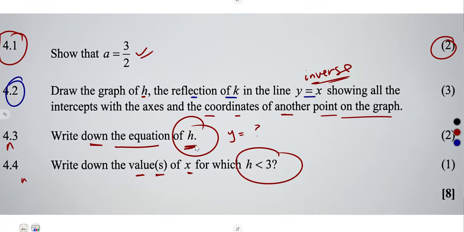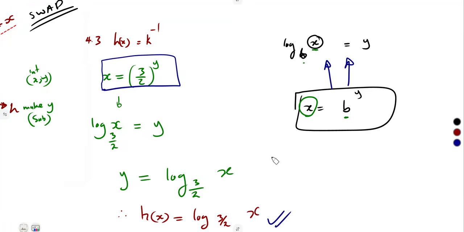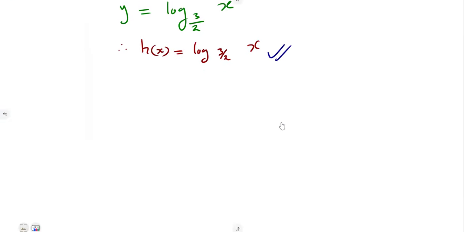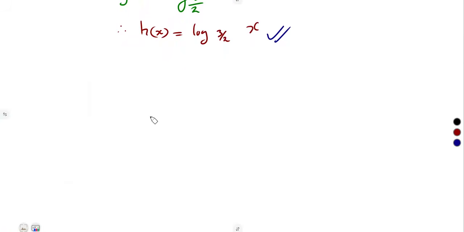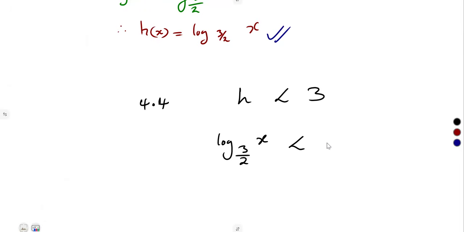H, the one that we just determined in 4.3. This is our h. So they want the values of x for which h is less than 3. So you just take it as it is: the logarithm of x in the base 3 over 2 must be less than 3. As long as you are dealing with a log, x is limited in such a manner that x must always be greater than 0.